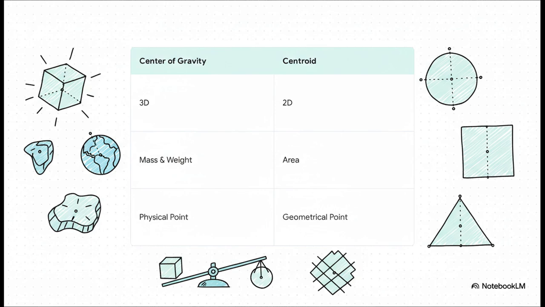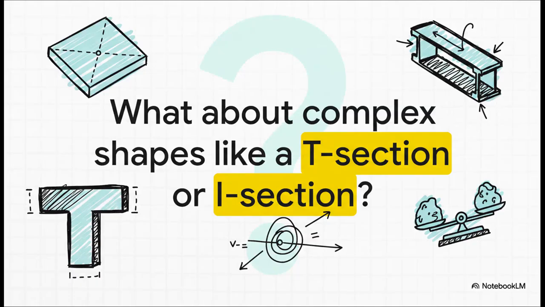So let's do one final recap to lock this into your memory. Center of gravity, that's for 3D things. It's about mass and weight. It's a physical point. Centroid, that's for 2D shapes. It's all about area. It's a geometrical point. Simple as that. So, using that symmetry trick is a fantastic shortcut for simple shapes.